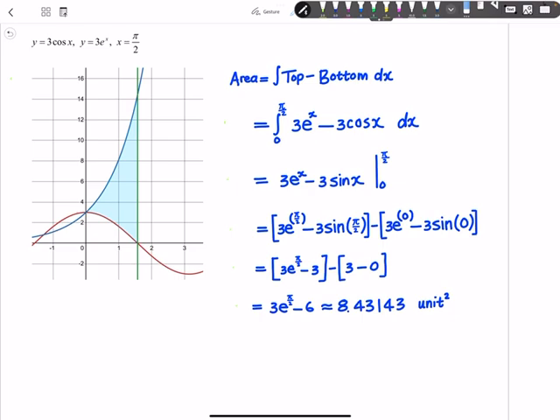If you want to put your answer into decimal form, I get 8.43143. I'm going to tag that units squared to show that I realize this is an area that I just calculated.